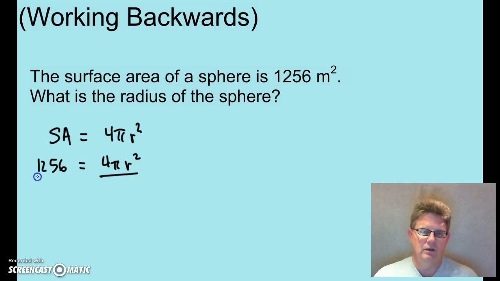So we're going to divide both sides by 12.56, because that's what 4 pi is approximately. Oh, how convenient. That would be 100 equals r squared. So the radius, when you take the square root of both sides, is 10 meters. Alright, let's move along.